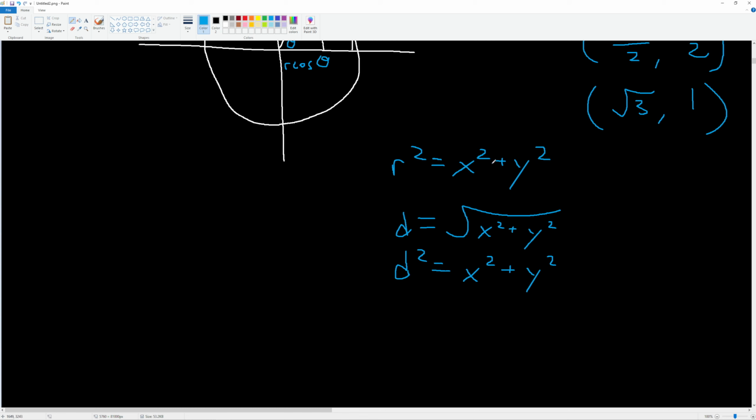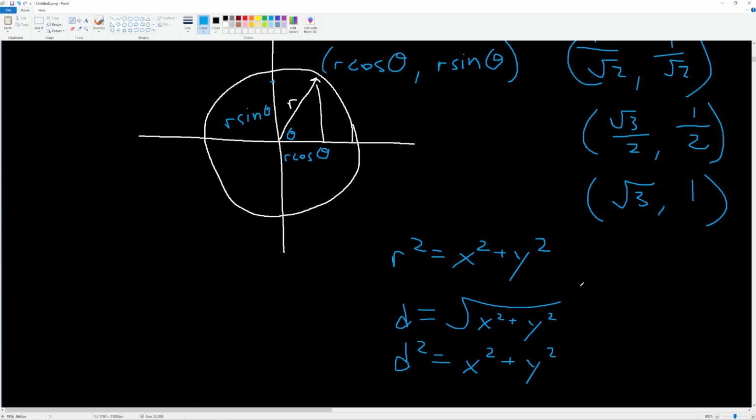So this is a circle and distance, and so let's use this third example here. If we plug in the numbers, we get r squared equals the square root of 3 squared, which is 3, plus 1 squared. We get r squared equals 4. And r equals plus or minus 2.